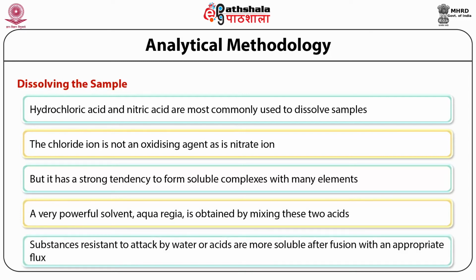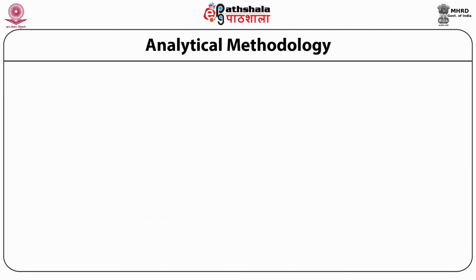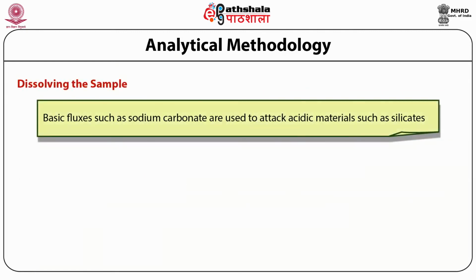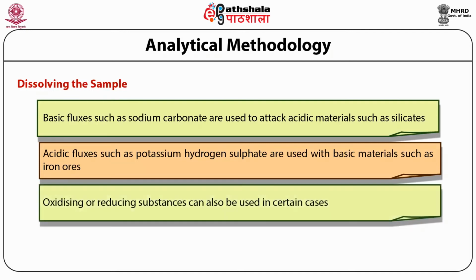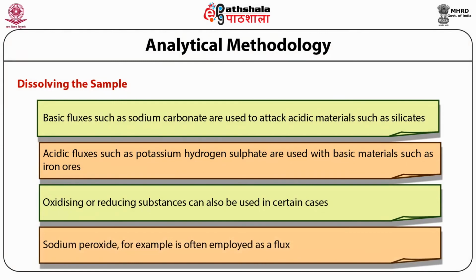Many substances that are resistant to attack by water or acids are more soluble after fusion with an appropriate flux. Basic fluxes such as sodium carbonate are used to attack acidic materials such as silicates. Acidic fluxes such as potassium hydrogen sulfate are used with basic materials such as iron ores. Oxidizing or reducing substances can also be used in certain cases. Sodium peroxide, for example, is often used as a flux.